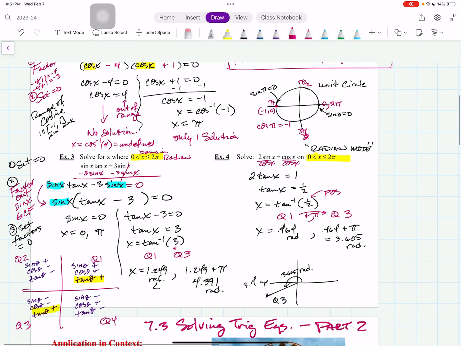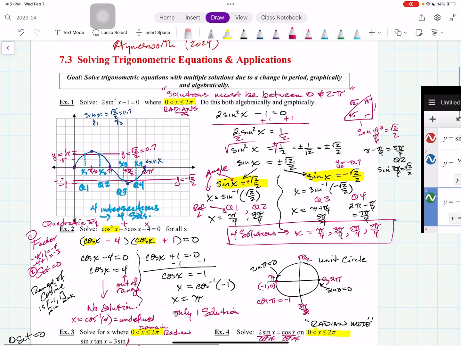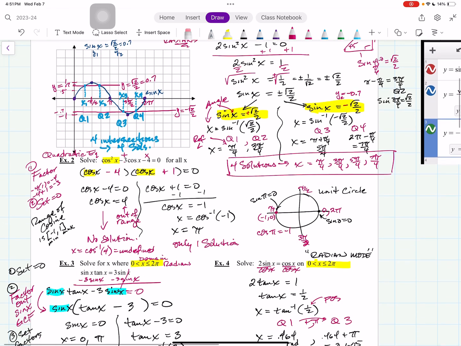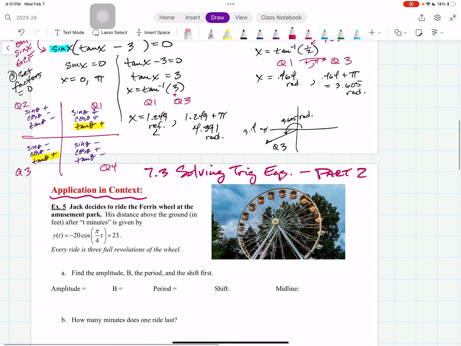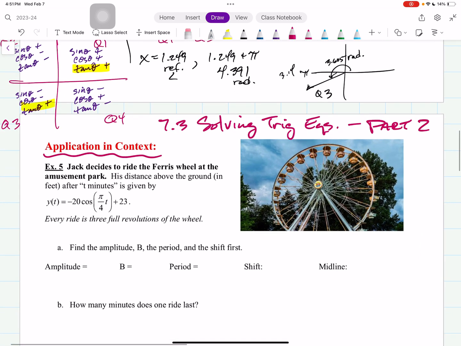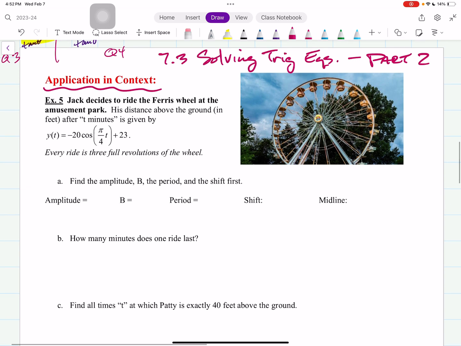In my last video, part one, which you're looking at right here, we went through 4 main examples of how to apply techniques to solve trig equations using inverses. And today, what we want to do is go into example 5 and apply these techniques to solving a real problem in context. So here we go.